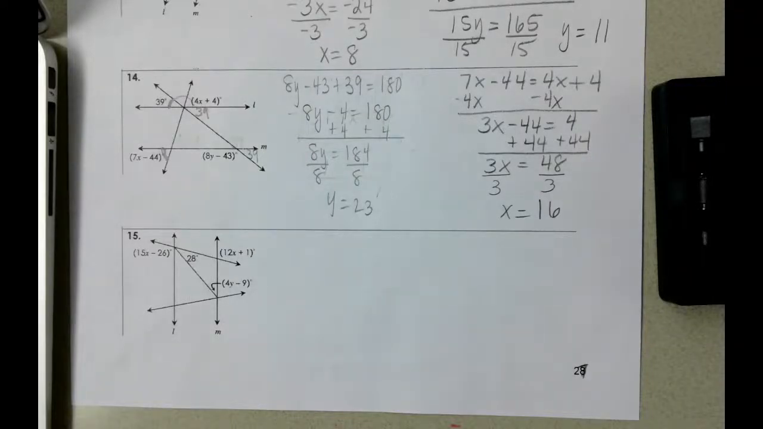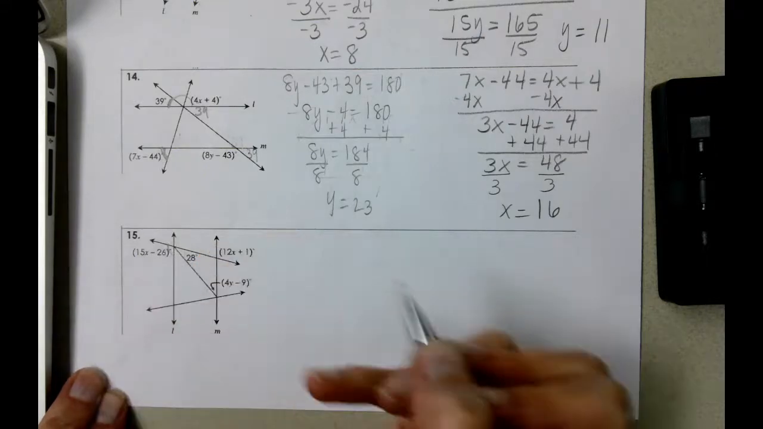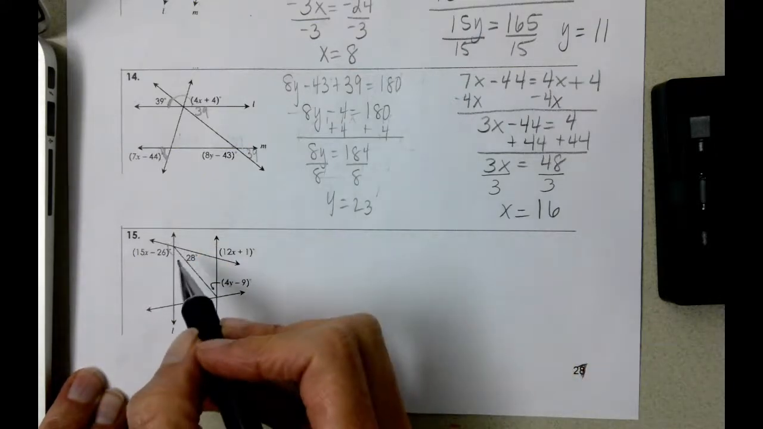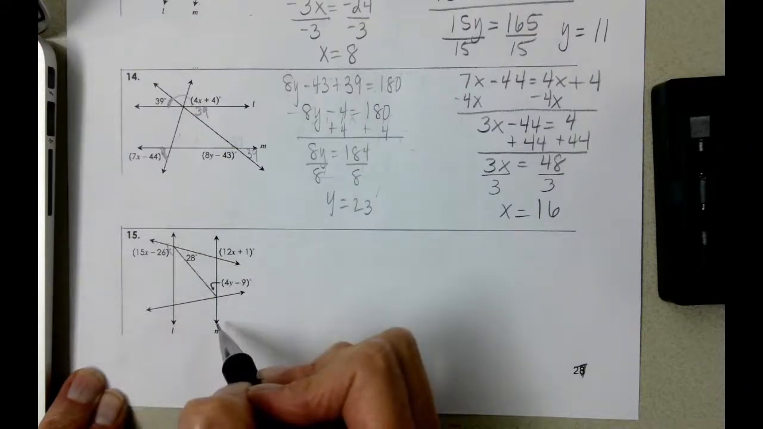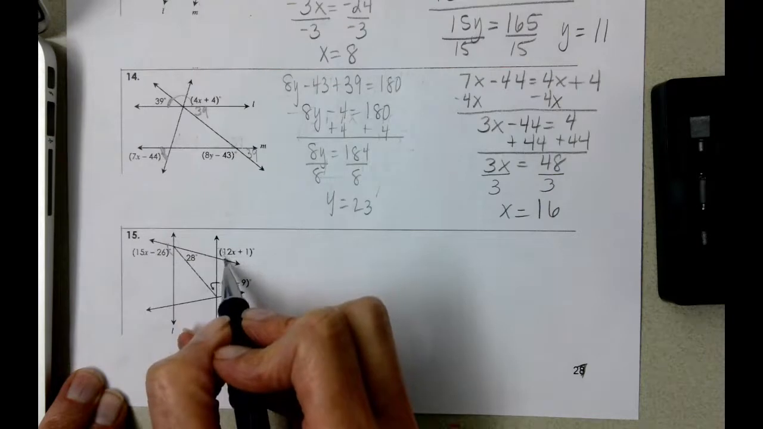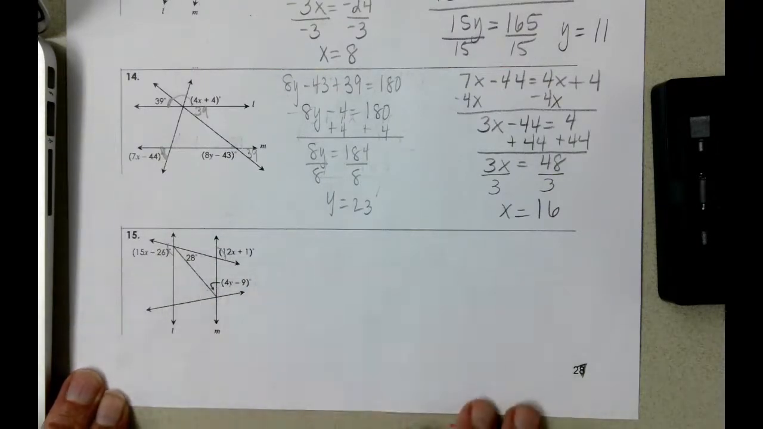Interesting problem on problem number 15. Remember that line L is parallel to line M. So as we take a look at this picture, actually the first thing that I dealt with were the x's. The 15x minus 26, which is exterior to the parallel lines, because here's the parallel line, and 12x plus 1, also exterior to the parallel lines. It's on the outside of the parallel lines.